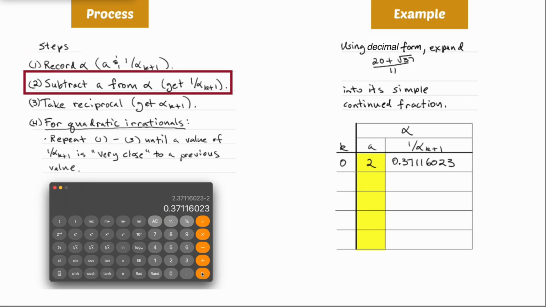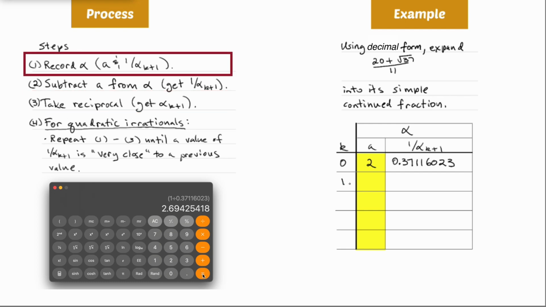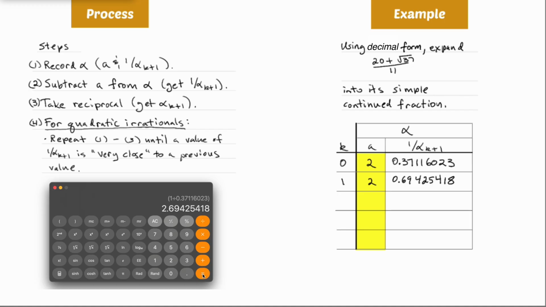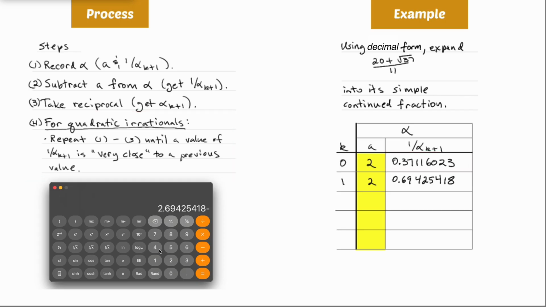Subtract a from this, which isolates 1 over alpha sub k plus 1. Take the reciprocal, and this gives us the next alpha, alpha sub k plus 1, approximately. Record these values in the row for k equals 1. A happens to be 2 again, and 1 over alpha sub k plus 1 is all of this. As we complete each row, we have to keep an eye on this column. We want to notice if we get a value of 1 over alpha sub k plus 1 that is very close to a value we already had. This value is not very close to this one, so we keep going. Subtract a equals 2 and take the reciprocal.